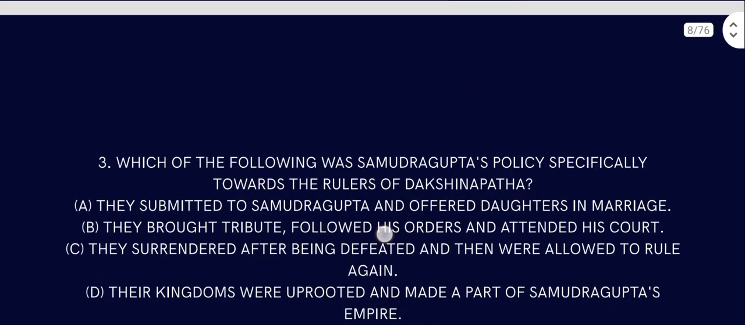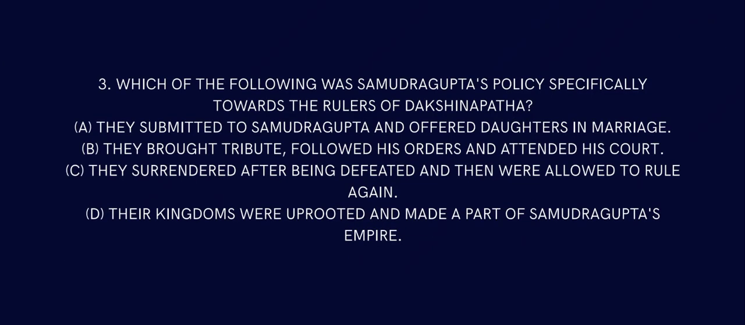Right, question number 3: Which of the following was Samudragupta's policy specifically towards the rulers of Dakshinapatha? Samudragupta had different policies for Dakshinapatha, that is South India, North India, and Central India. We are going to elaborate that. Options are: they submitted to Samudragupta and offered daughters in marriage; they brought tribute, followed his orders, and attended his court; they surrendered after being defeated and then were allowed to rule again; their kingdoms were uprooted and made a part of Samudragupta's empire.